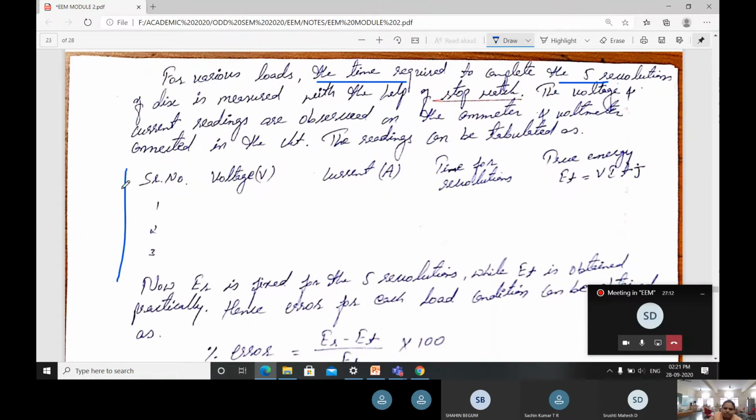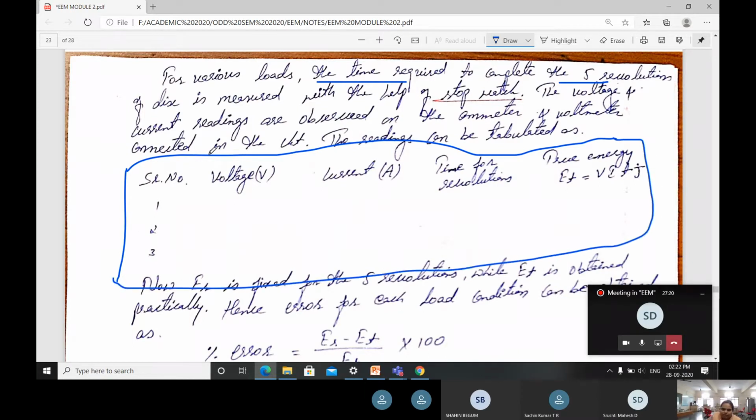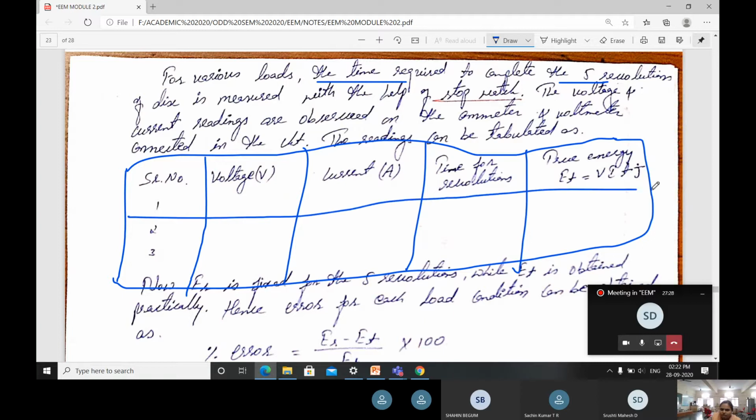Here is a tabular column, which is going to be filled for different loads. For the first load, we will measure the voltage, current, and the time for the revolutions using the stopwatch. Then I will calculate ET, the true energy, as VIT, in joules. The same operation is going to be done for 3 to 4 values.